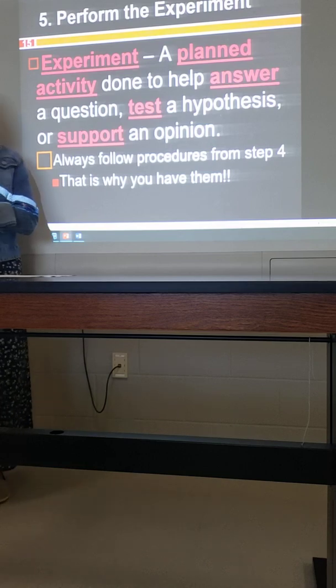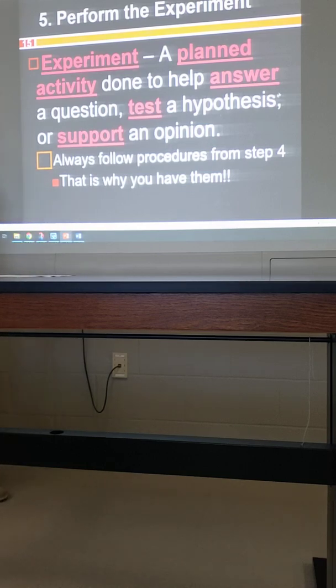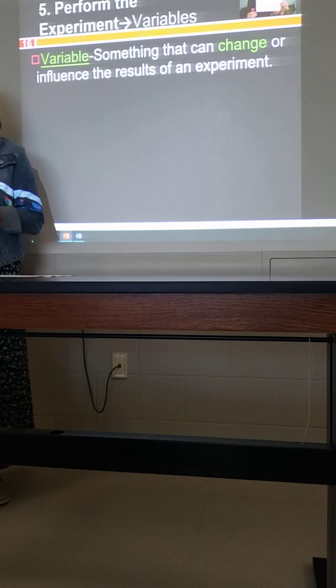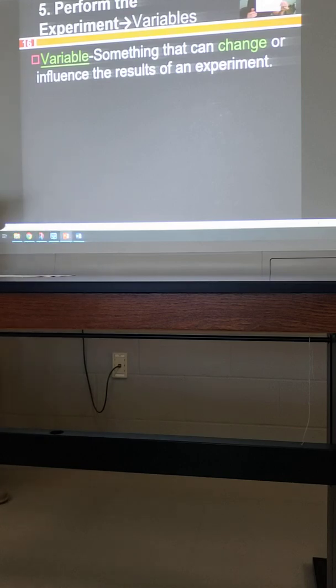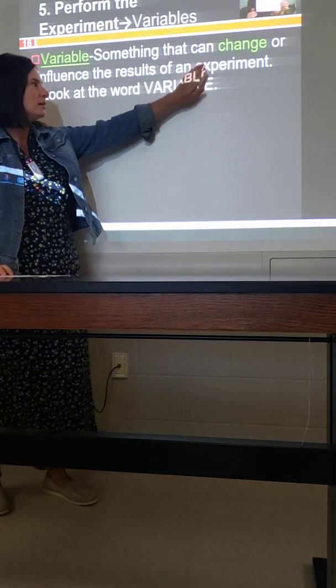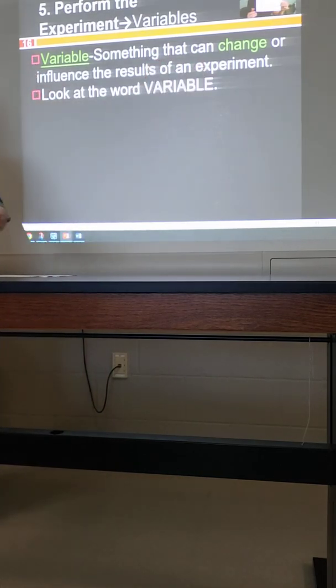So as you are doing the experiment, and even kind of in that planning phase, you have to make sure that you're also taking into account the variables. And this is our next big part of our scientific method. So a variable is something that can change or influence the results of an experiment. Okay? So variable, something that can change. I want you to look at the word variable. There's kind of 2 parts. We have the vary and we have the able.